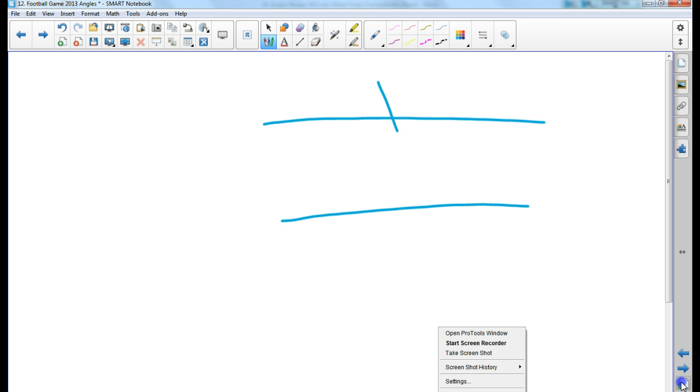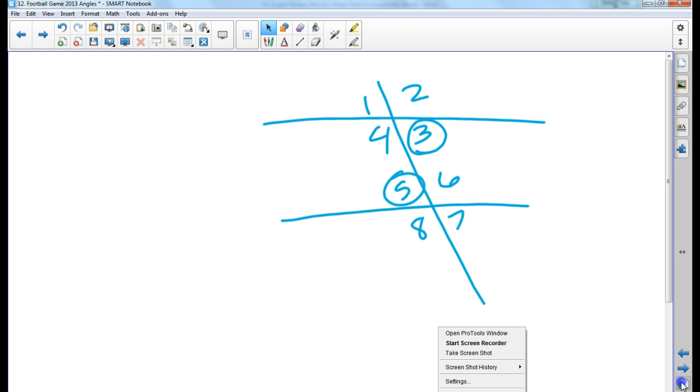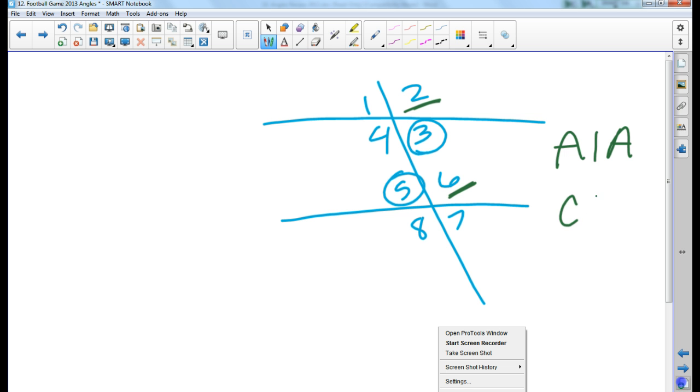Parallel lines, transversal, 1, 2, 3, 4, 5, 6, 7, 8. So we give you angle 3 and angle 5, and then we give you angle 2 and angle 6. Do you agree that angle 3 and 5 are congruent? Alternate interior angles. So they're congruent. We're going to set them equal. Angle 2 and angle 6, what's true about those? Corresponding angles. That doesn't start with an S, so they're also equal.